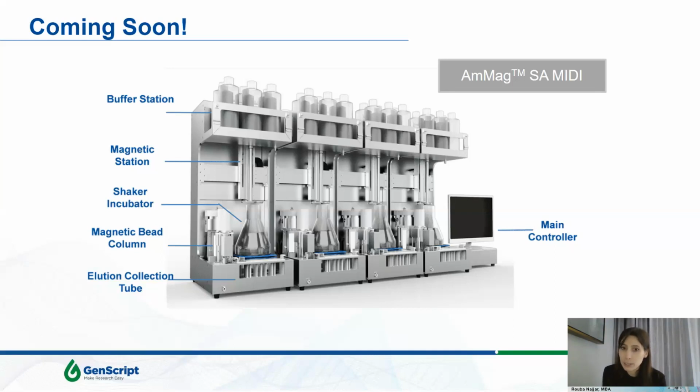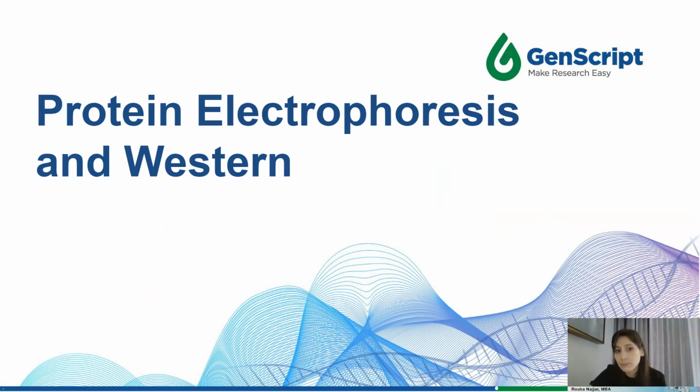It is also magnetic bead based, and what's really nice about it is that it will also include a UV reader that will enable you to detect in real time the concentration of your sample, as well as, of course, the different metrics that you'd be looking for. It also has a shaker incubator, which is, again, a very nice thing to have on a protein purification setup.